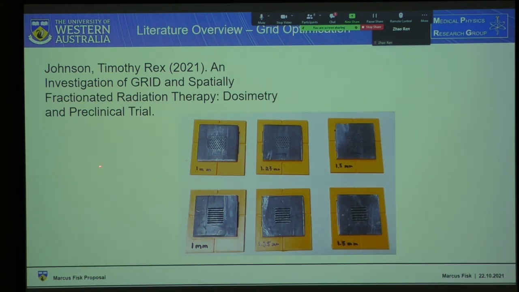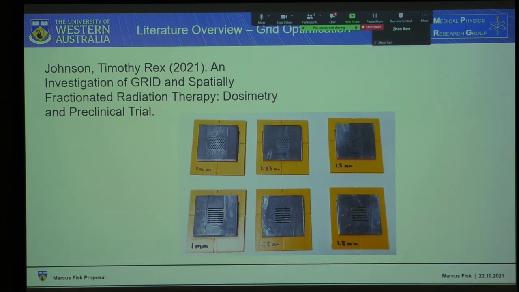So his paper assessed the peak to valley ratios, which is the ratio of the dose in the open sections compared to the dose in the unirradiated sections. So this is a very important ratio. The peak to valley ratio is important in grid therapy because the goal is to have as low valley dose as possible.